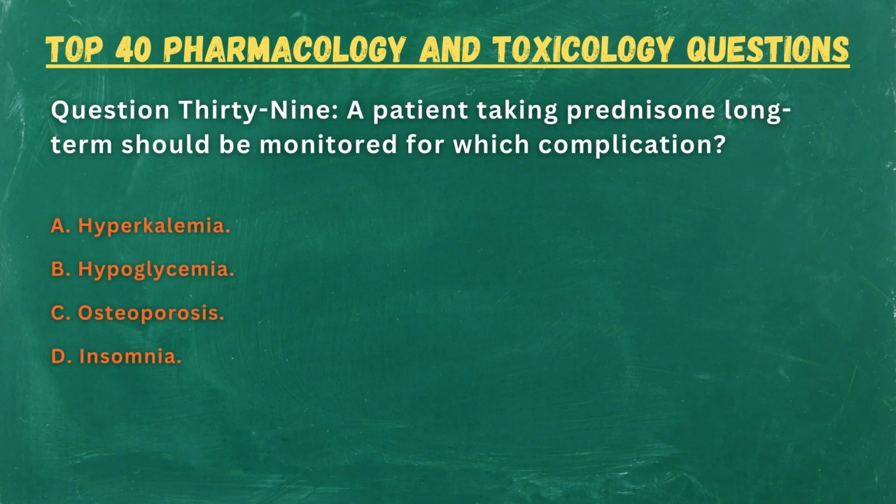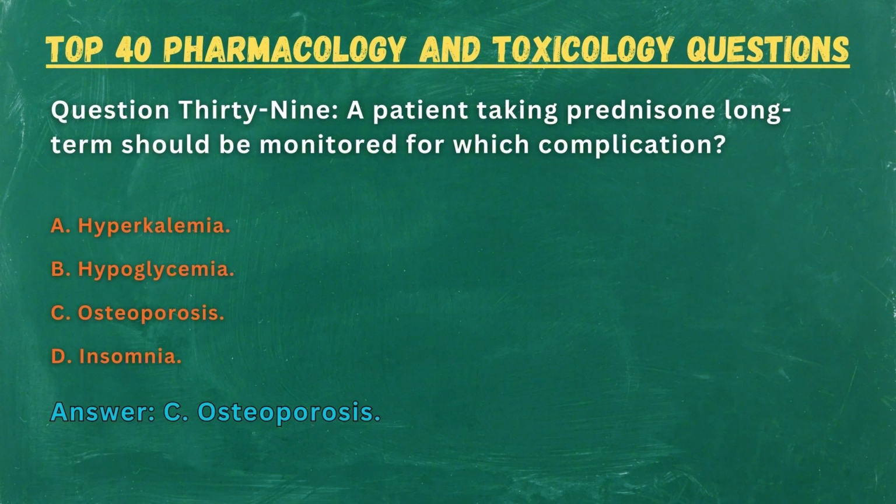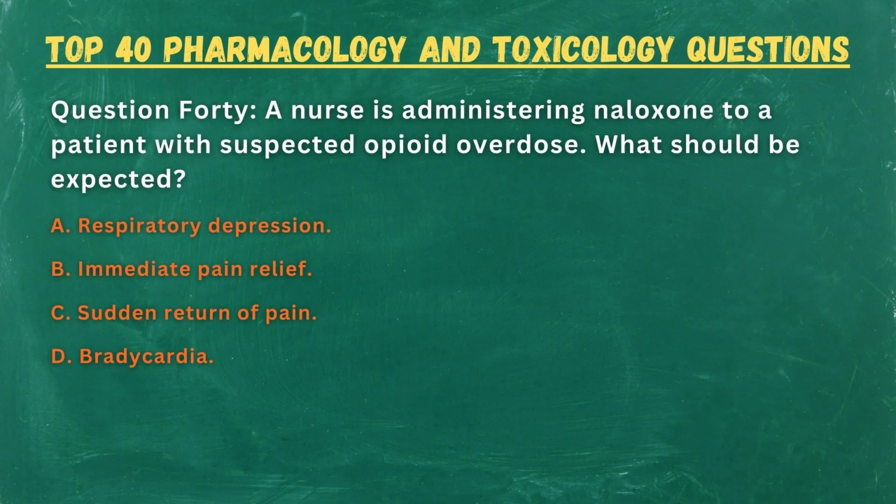Question 39. A patient taking prednisone long-term should be monitored for which complication? A. Hyperkalemia. B. Hypoglycemia. C. Osteoporosis. D. Insomnia. Answer: C. Osteoporosis.